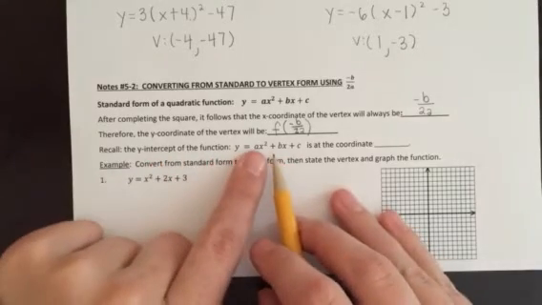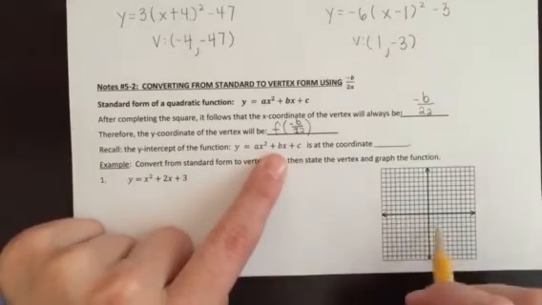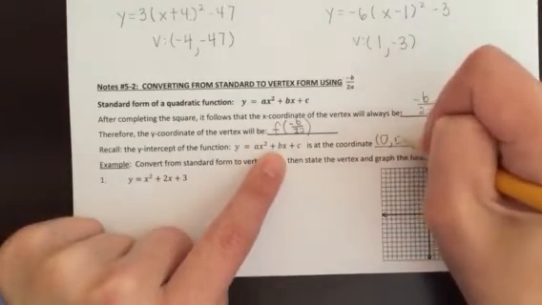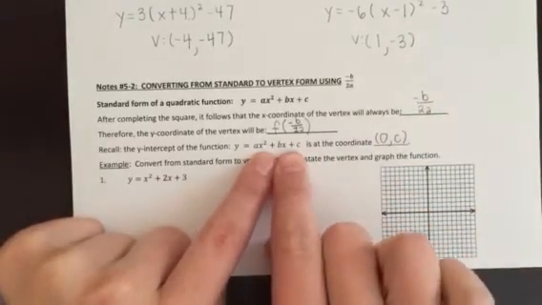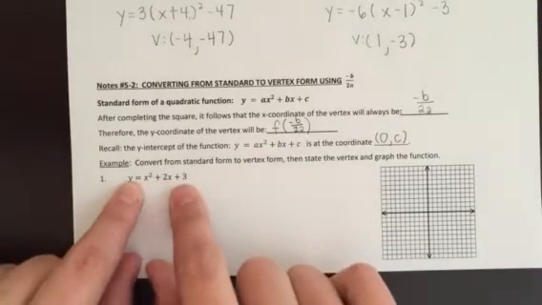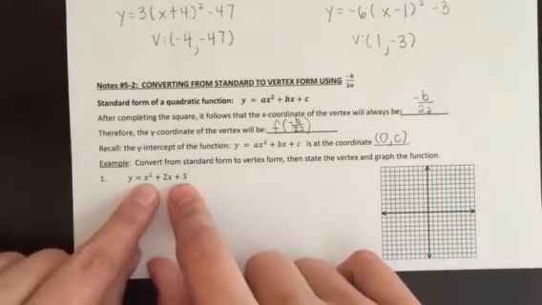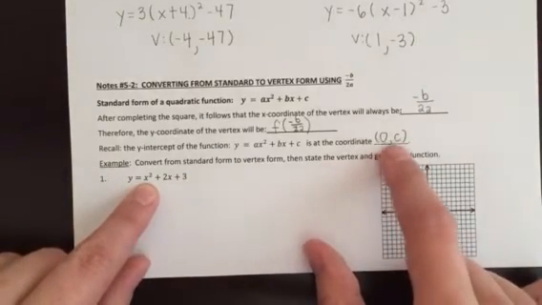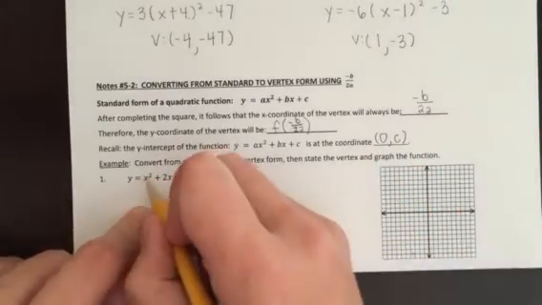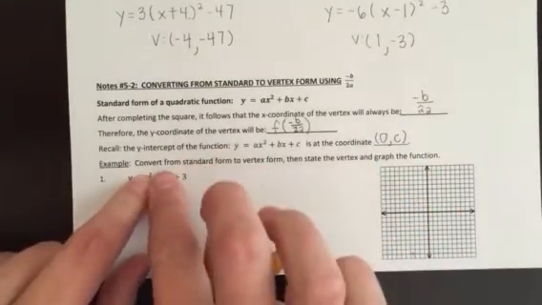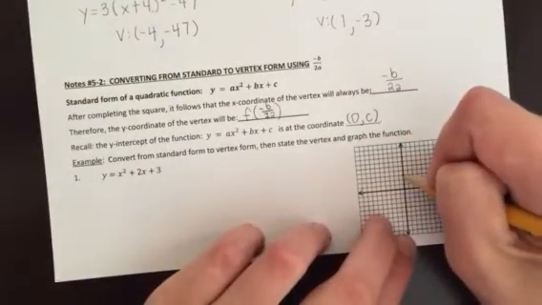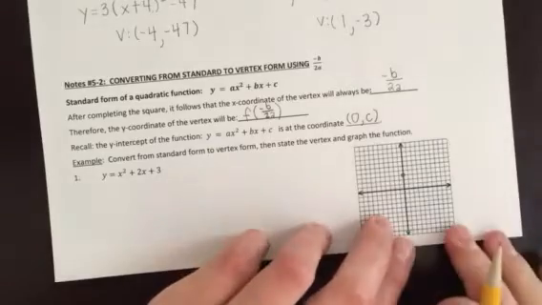Recall that the y-intercept of this function, because this is something we're going to have to use to graph, is at the coordinate 0, c when the graph is in standard form. So right away, let's do that first. We can see this quadratic is in standard form, and the y-intercept will be the coordinate 0, 3. Because if I plug in 0 for x, those are both going to go away, and the only thing that's left is 3. So I know my y-intercept is at 0, 3. That's something I can gather.